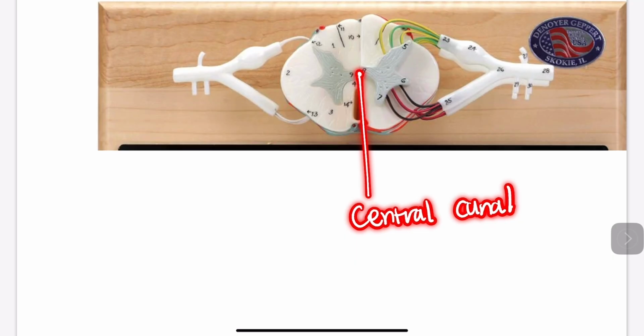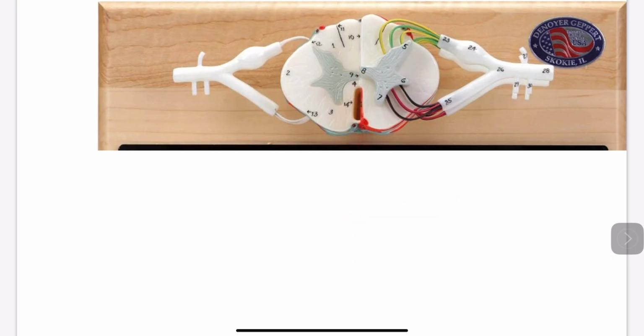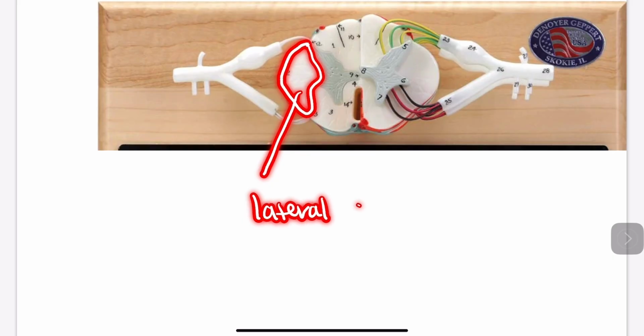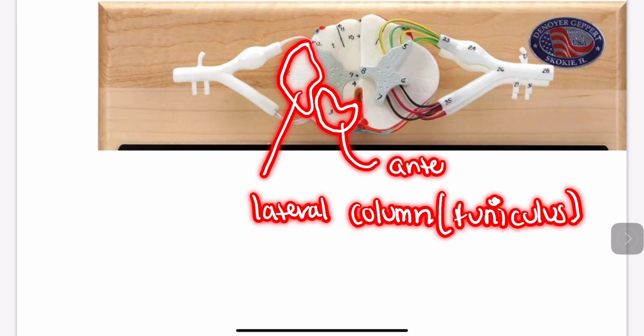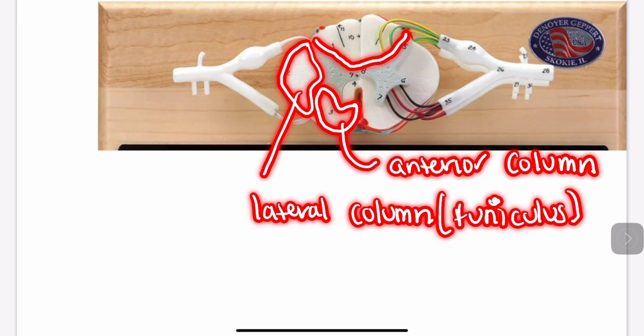And then we also have the white matter, right? So this entire region over here would be your lateral column. Or you can say funiculus, right? So whichever one you want to type out. So lateral column or lateral funiculus. Over here on the anterior portions would be anterior column. And then on the back side, this entire region would be your posterior column.